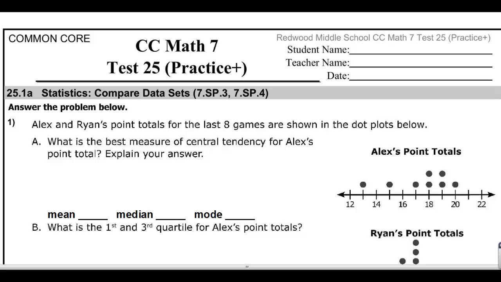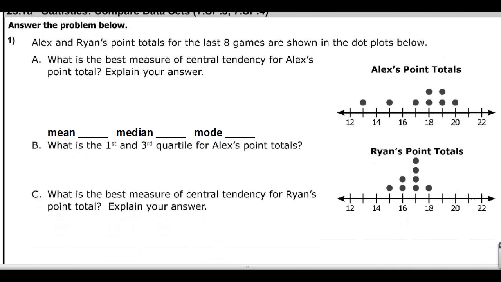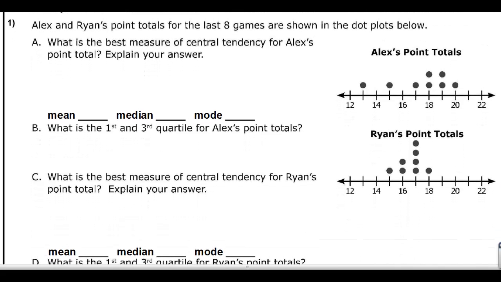Okay, here we are at Practice Plus for Test 25. So you and your partner have already gone through, you've done this work, now it's time to check and see how you did and increase your understanding a bit if you had a little bit of confusion. So in problem number 1, we're looking at two individuals, Alex and Ryan, and how many points they earned over the course of 8 games.